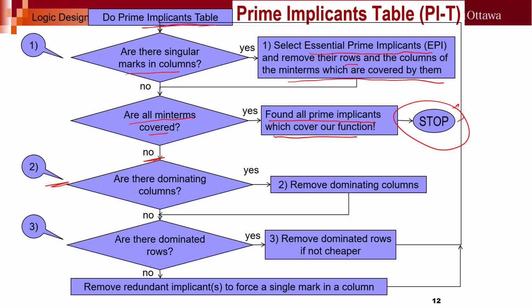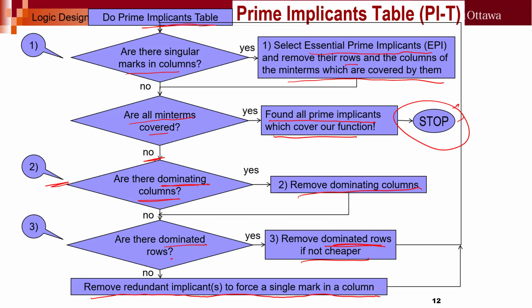Are there dominating columns? If yes, then we remove the dominated columns. After that, we go to step three: are there dominated rows? Remember, dominating columns and dominated rows. If we have a dominated row, we remove it, if not cheaper. And at the end, we remove redundant implicants to force a single mark in a column.